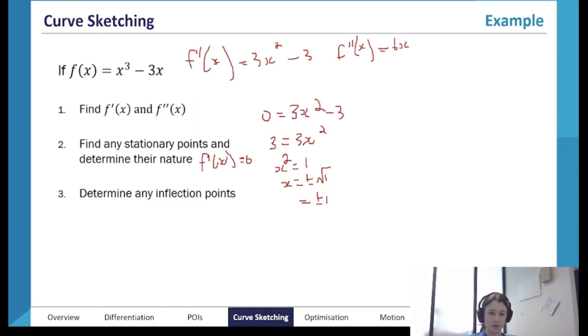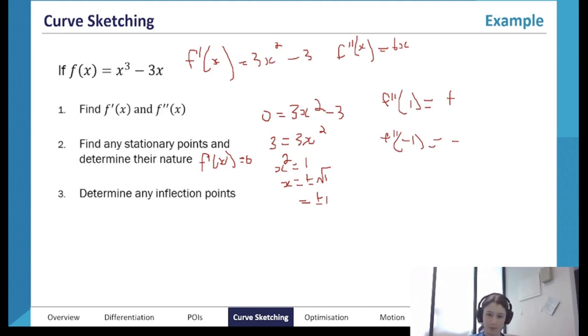Okay, so this tells us when the stationary points occur, but now we need to determine the nature of the stationary points. So I'm going to use the second derivative test, just because we've been doing table of values throughout the rest of the lecture. So we're going to sub these two x values into our second derivative, and this is going to tell us about the nature of the stationary points. So f double dash for 1 and f double dash for negative 1. So for 1, it's going to be positive, and for negative 1, it's going to be negative, because we just have 6 times 1 and 6 times negative 1.